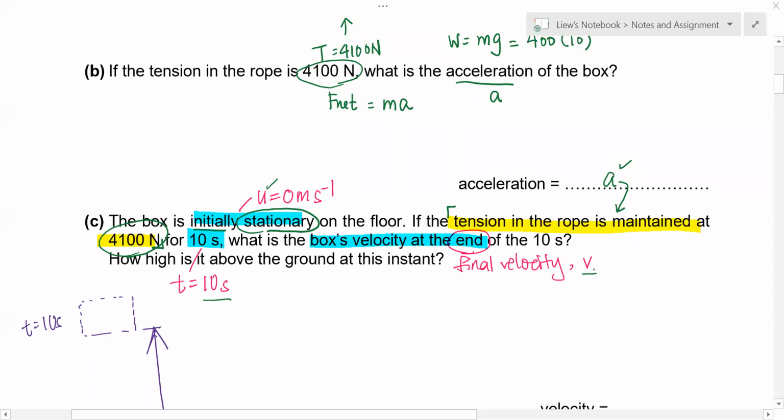So there is u, there's a, there is t, there is v. Therefore, we approach this question using our kinematics equations of motion. So think about what your kinematics equations of motion are, and which is the equation that will allow you to determine the final velocity without knowing any information about displacement.